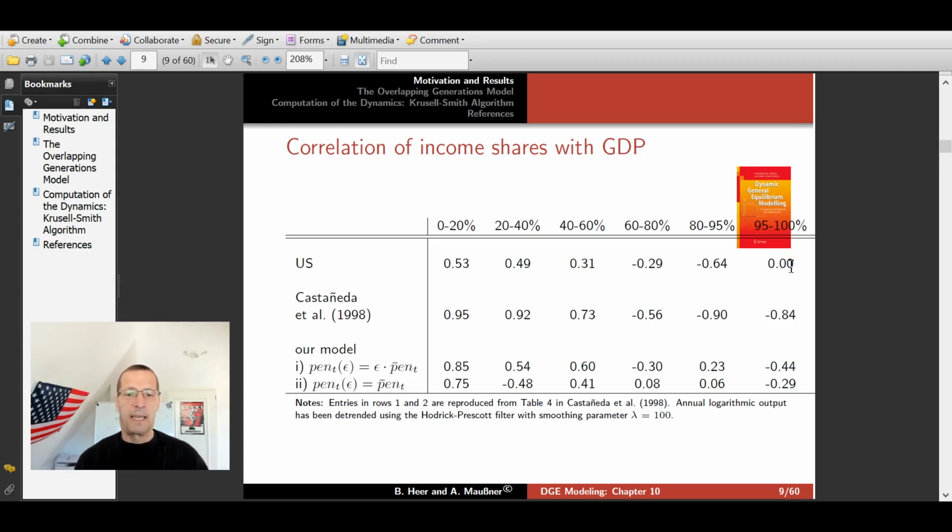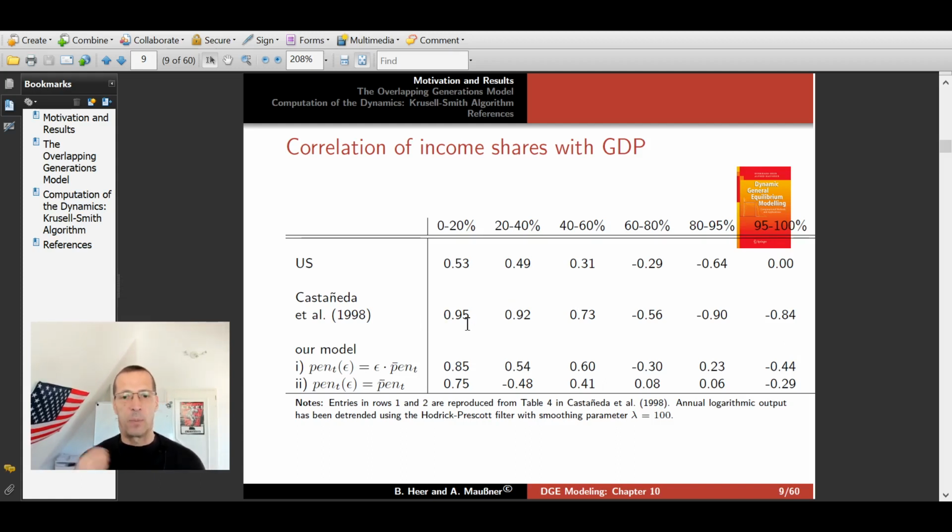Now, Castaneda, Diaz-Gimenez and Rios-Rull used infinitely lived agents in their model, and they are able to replicate that the first 3 quintiles are positively correlated, so a pro-cyclical income distribution for the lower income shares, and anti-cyclical income shares for the upper income shares. But as you can see, of course, they cannot replicate the top 5% accurately. And for the first 3 income share quintiles, the correlation with output is too close to 1.